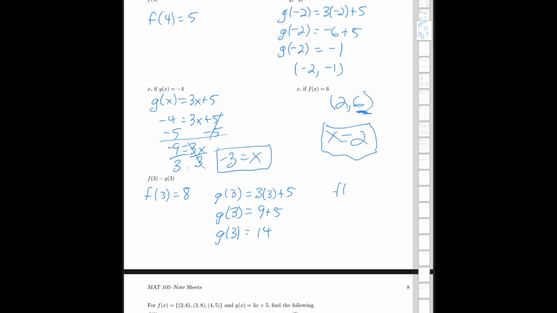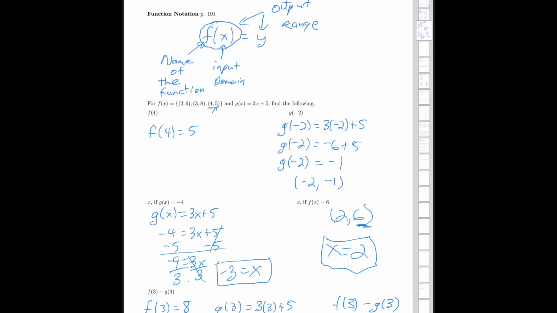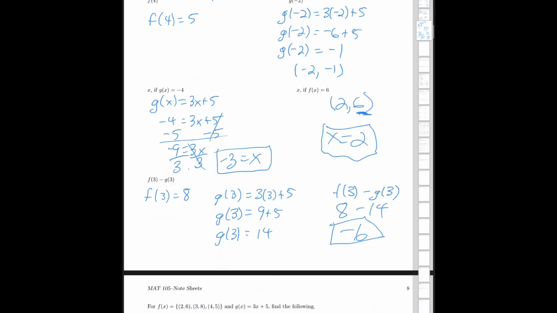So then we can do f of 3 minus g of 3. So that would be 8 minus 14, which is negative 6. Notice that I find the values for f of 3 and g of 3 first before doing any subtraction. So why don't you all flip over to this next page, pause the video, and take a few minutes to answer these questions.